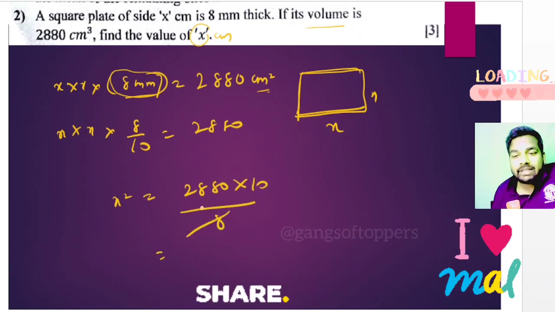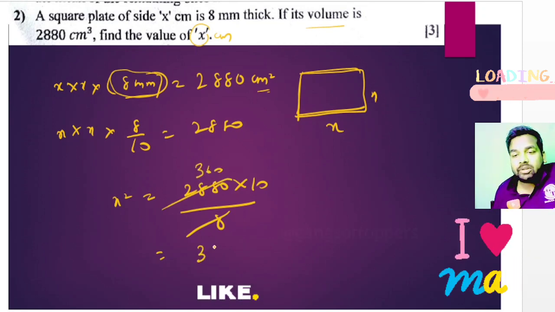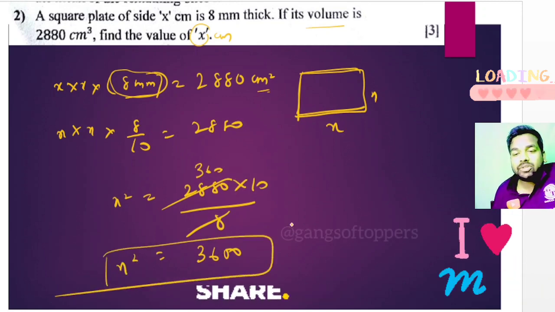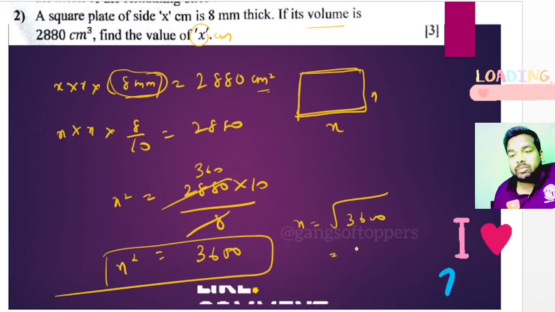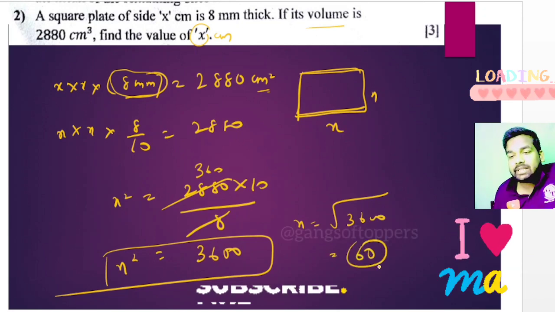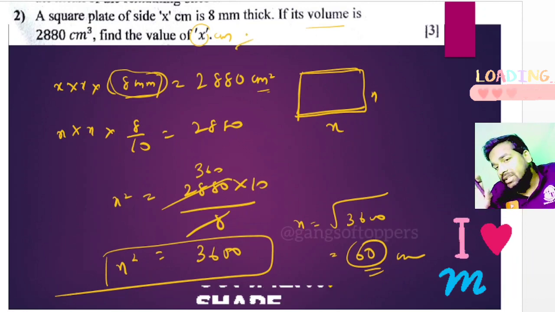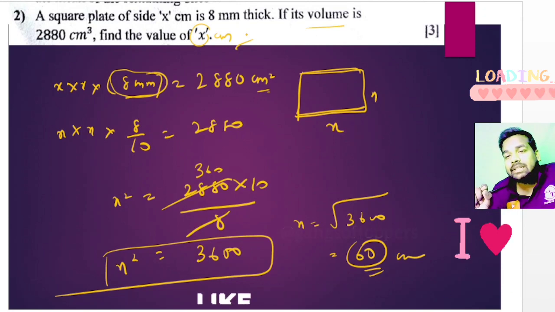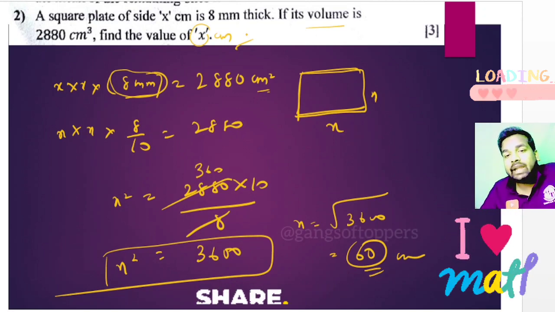Now find the value of this. If you divide by 8, it becomes 360, so this is the value of x square, which becomes 3600. So x is equal to the root of 3600, which becomes 60, that is 60 centimeter. So the side of the square plate will be 60 centimeter, and the thickness is already given as 8 mm, so the volume will be 2880.